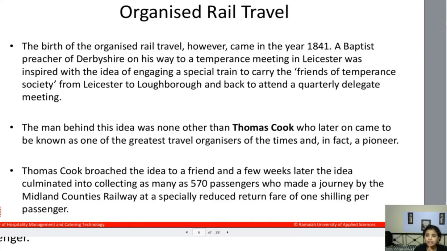The journey was made in such a way that it reduced the return fare of the passengers to 1 shilling. So the passengers were very happy, and Mr. Thomas Cook got some 5% of commission from the railway bodies. And because of his idea, many other businessmen started contributing a lot. So when we talk about Cox and Kings coming into the picture, there were many big travel agencies who started contributing a lot in the tourism industry.